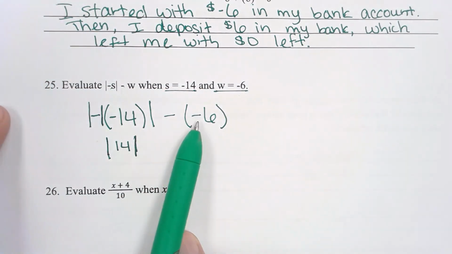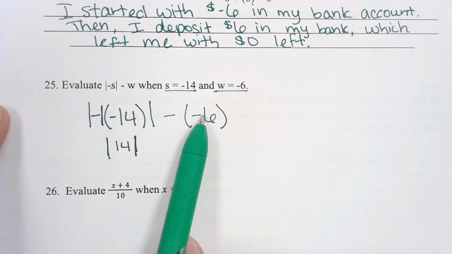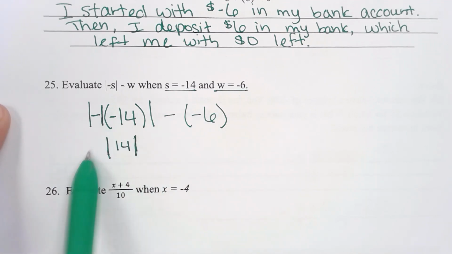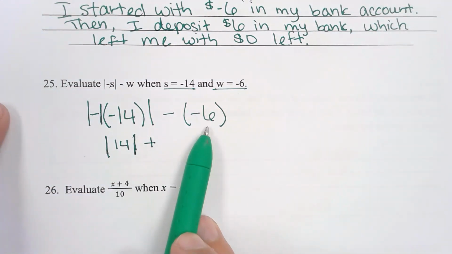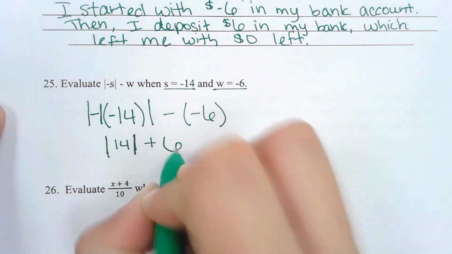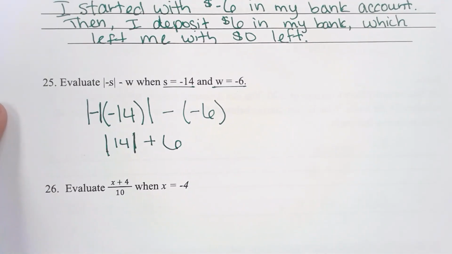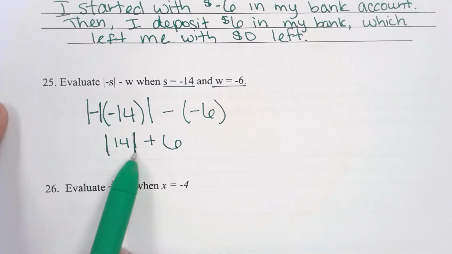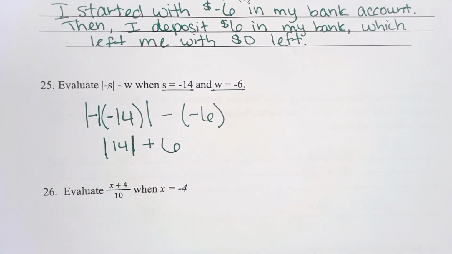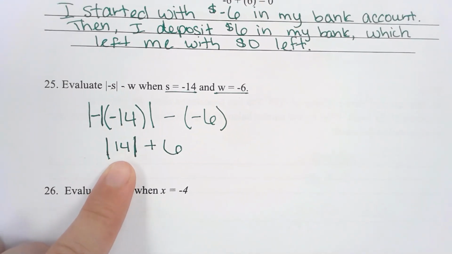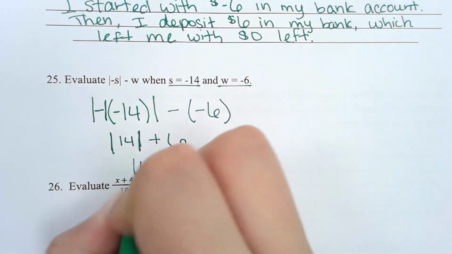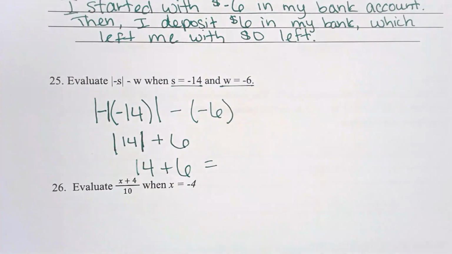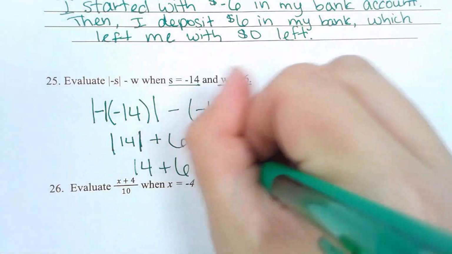And then remember, when you have a minus negative, you can do your keep, change, change. So this is going to stay absolute value of 14. We can change subtraction to addition, and then add the opposite. So the opposite of a negative 6 is a positive 6. And then lastly, I can still keep simplifying this absolute value. So remember, absolute value is the distance away from 0. So since 14 on the number line is 14 spaces away from 0, that means that the absolute value of 14 is 14. So then my last step is to just take 14 plus 6, and that would give us 20.